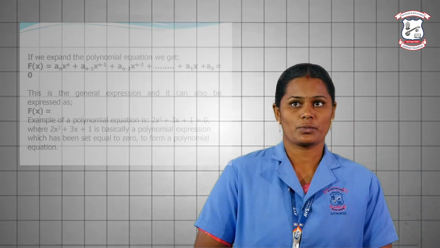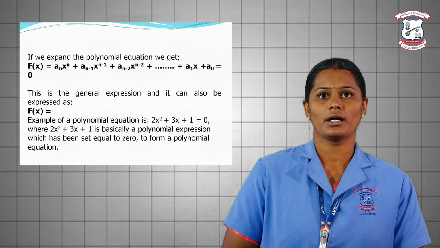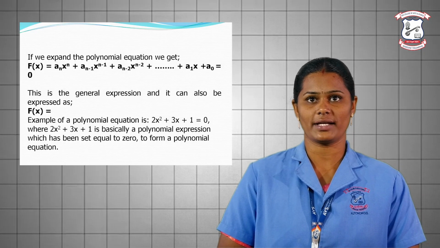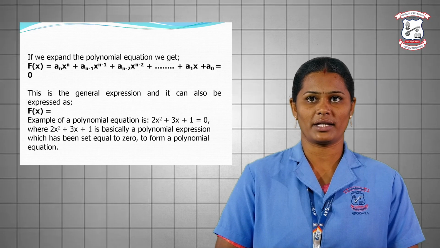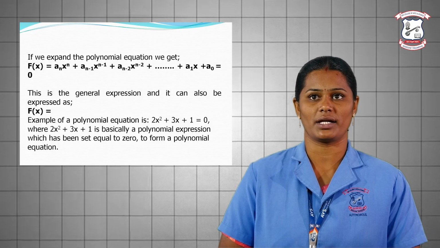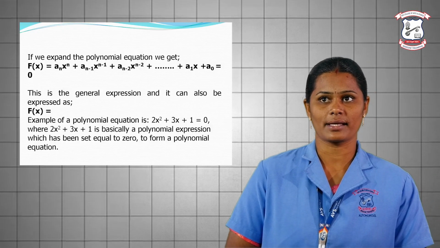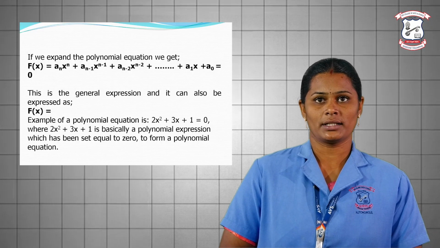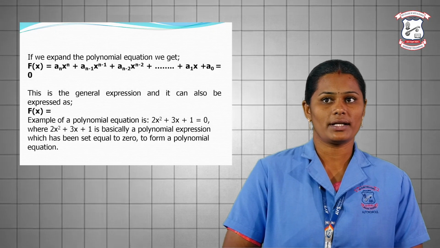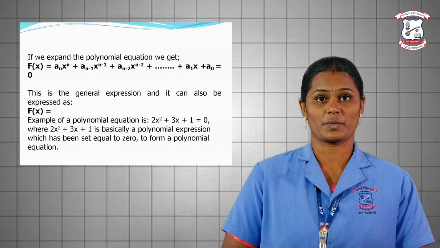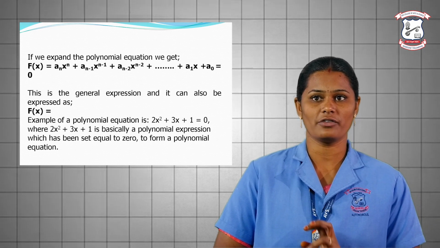Okay, next we see the expanded form of the polynomial equation. So the polynomial equation we can write as f of x equal to a_n into x power n plus a_(n minus 1) into x power (n minus 1) up to etc. plus a_1 into x plus a_0. The whole equation is equal to 0. The general expression can also be expressed as f of x.